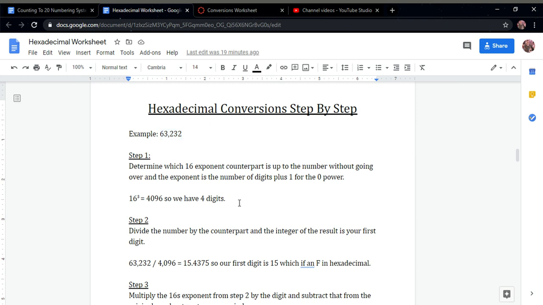If I'm doing this by hand, it's helpful to make 4 blanks right there and just draw 4 blank lines that you're going to fill in.